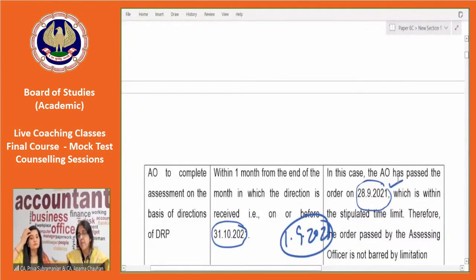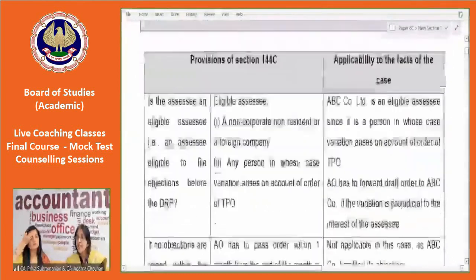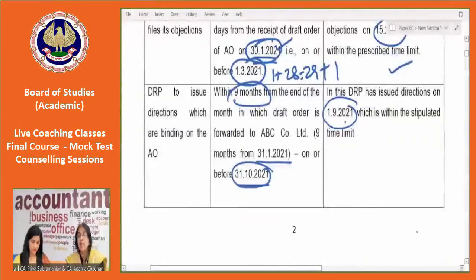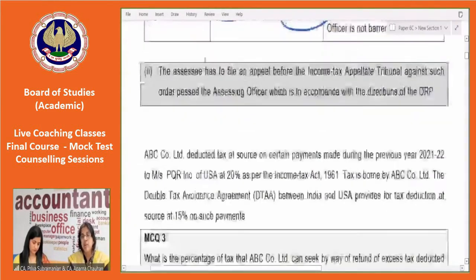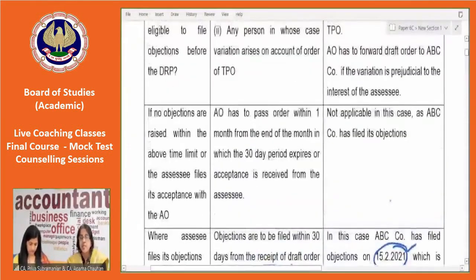So everything has been within the stipulated time limit. The assessee has filed his objections before the 30-day time limit, on 15/2/2021 itself, though it had time up to 1/3/2021. DRP had time to issue binding directions by 31/10/2021, and it has done it by 1/9/2021 itself. AO had time up to 31/10/2021, but it has done it on 28/9/2021 itself. So the order is not barred by limitation. That is what the question asks us to check.